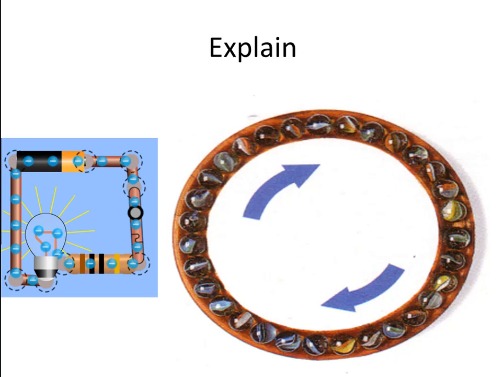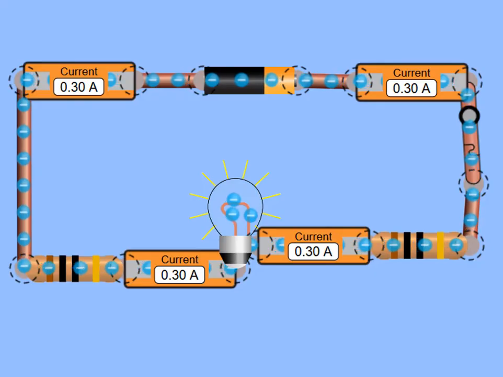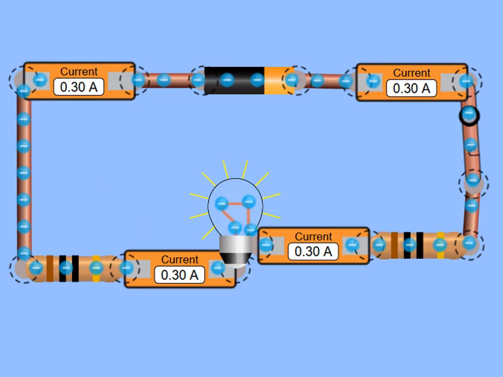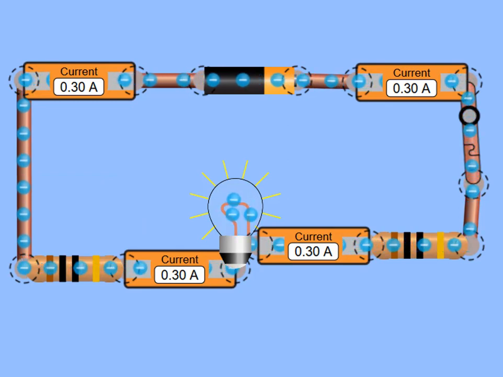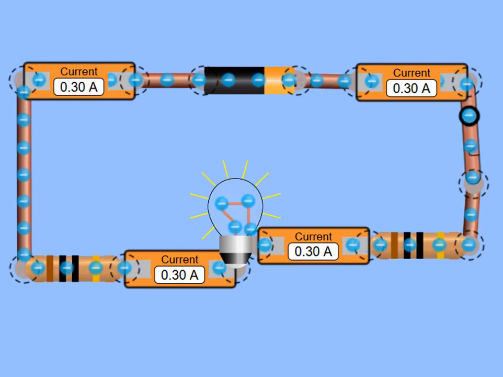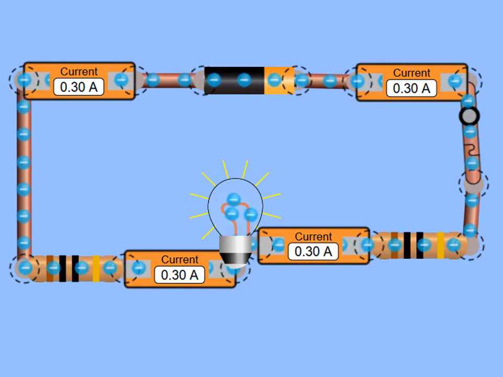And so the rate at which the marbles move is the same everywhere within a particular circuit, at all points within a circuit. And if we go back to the simulation and look at these electrons as they move, you can see that the electrons are moving at the same rate at all points within the circuit.